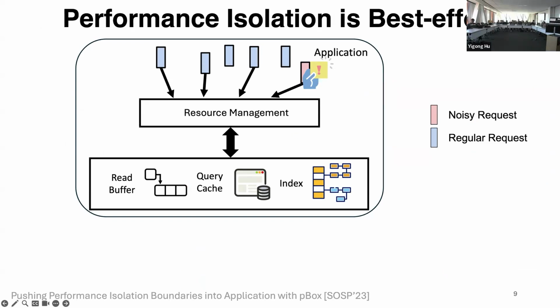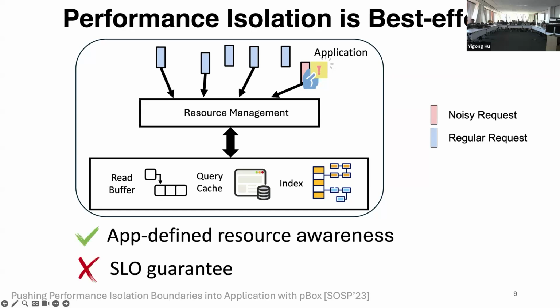This performance isolation mechanism is resource aware, which means it knows the behavior of each request, and it can give a penalty to the problematic one. But it still cannot guarantee the SLO because this is a best-effort solution. Why? For example, if this noisy request holds a global lock on the index, then even if we know this request is bad, we cannot really schedule it. We cannot preempt the resource because it holds some synchronization primitives.